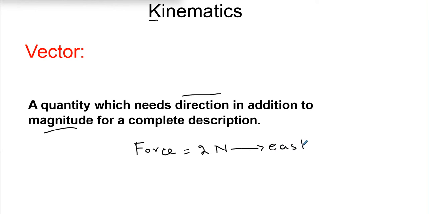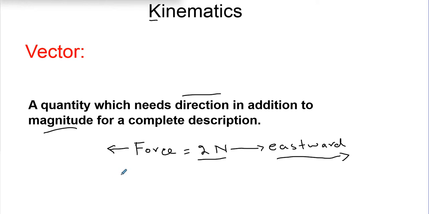Basically, I am giving you two pieces of information. First is magnitude, that is how much force I am applying, which is 2 Newton. And I am giving you additional information in which direction I am applying this force. So force is a vector quantity because whenever you want to give me information about force, you should give me the direction in which you are applying the force. And of course, I also need the magnitude.